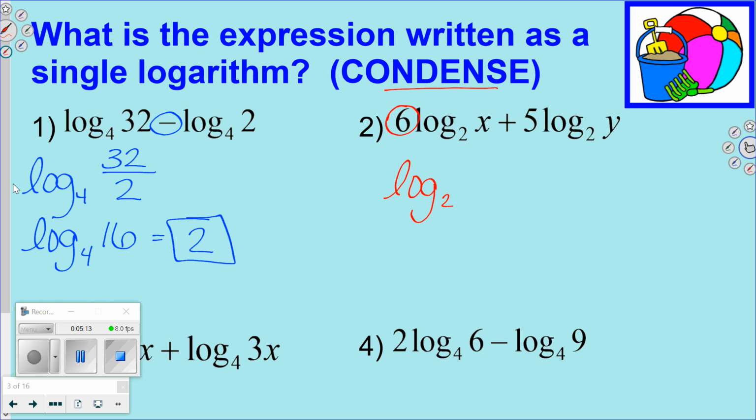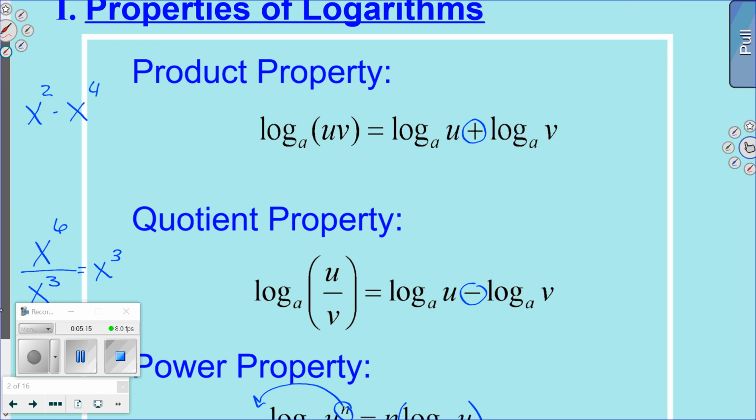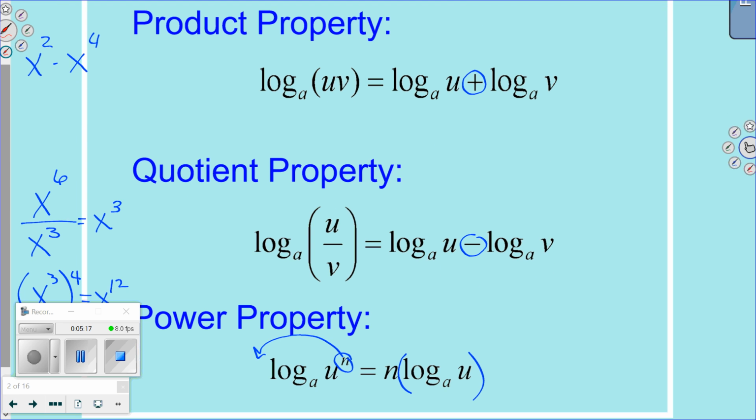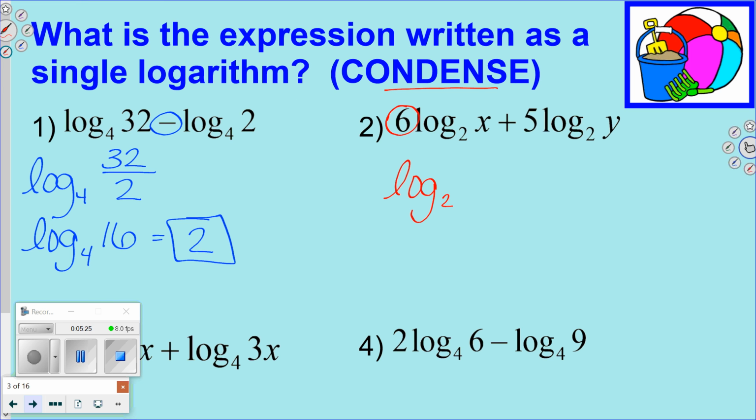Where did that come from? Which one of these properties did something come out in front? The power one. That number that came out in front was an exponent. So if I'm going back the other way, this now is an exponent on whatever was over there. So that's now x to the 6.